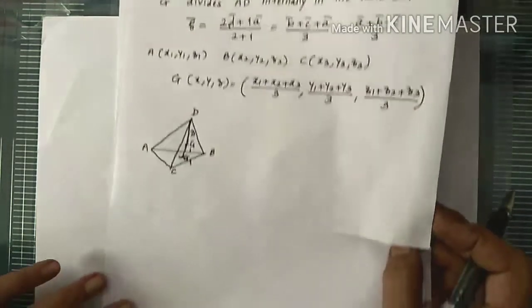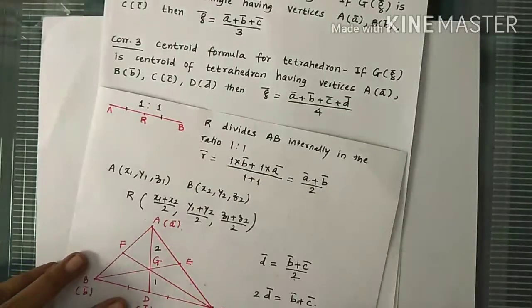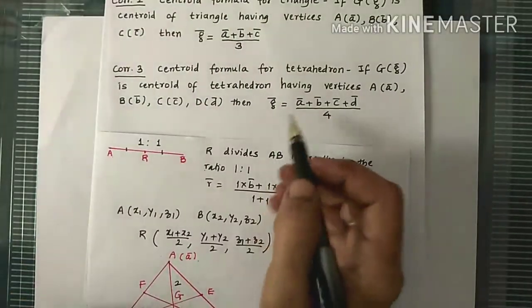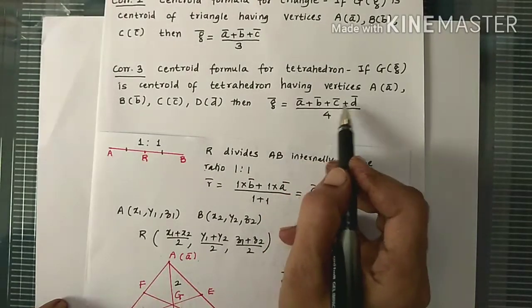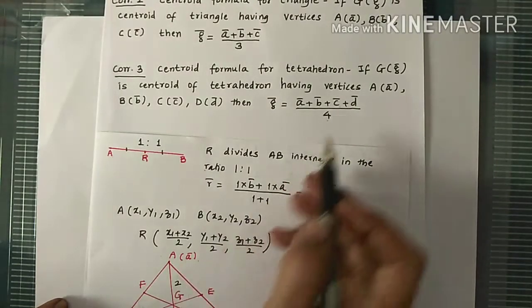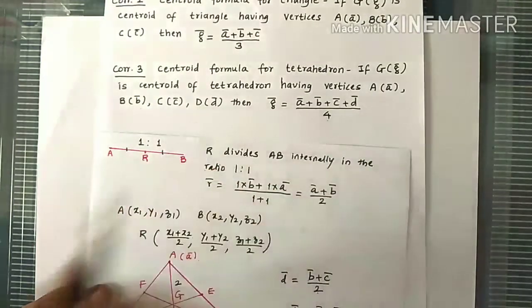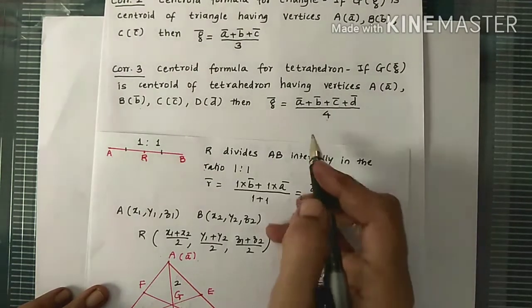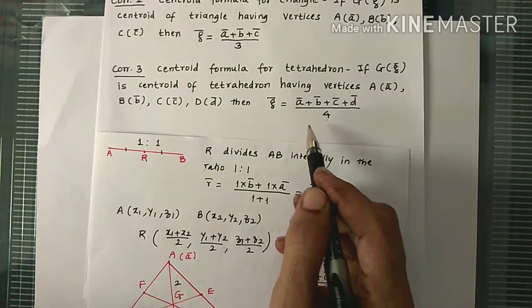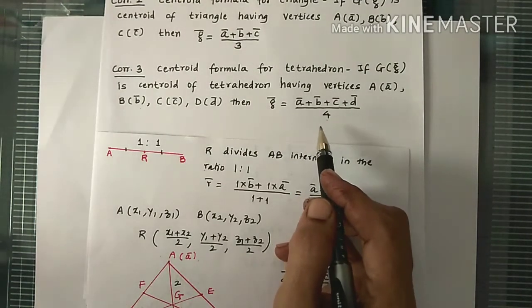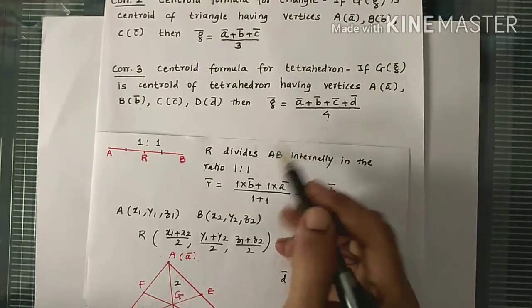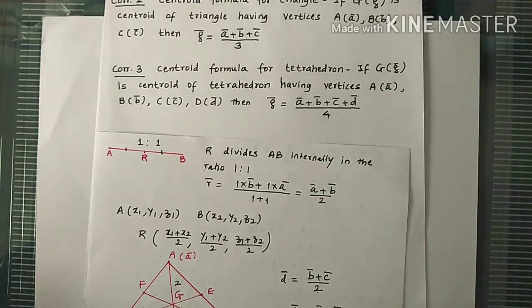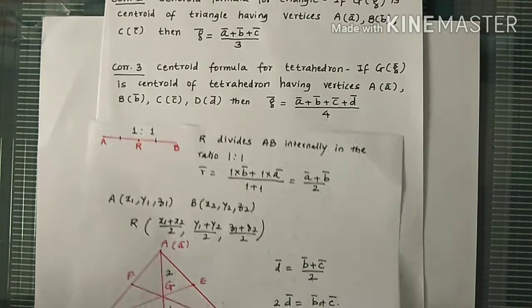Since we have 4 vertices here, the centroid formula in terms of vectors is (A bar plus B bar plus C bar plus D bar) upon 4, where A, B, C and D are the 4 vertices and A bar, B bar, C bar and D bar are their position vectors. In terms of coordinates, it will be (x1 plus x2 plus x3 plus x4) upon 4. Similarly for y coordinates, and similarly for z coordinates. So this is the centroid formula for a tetrahedron.